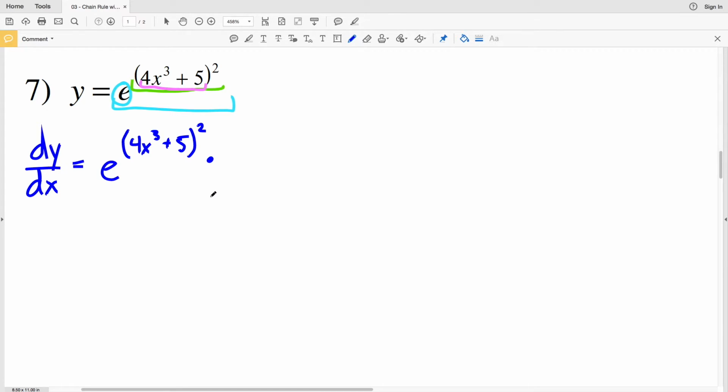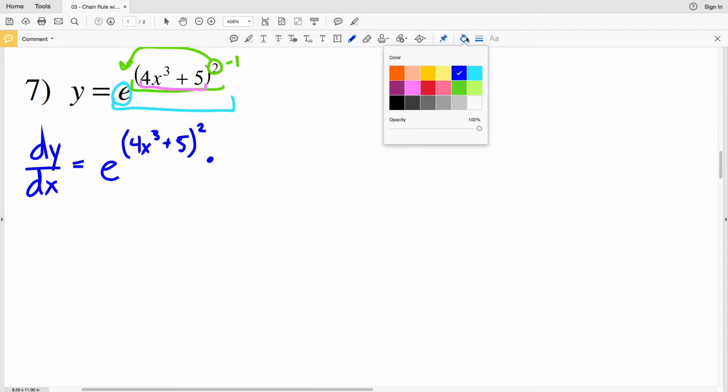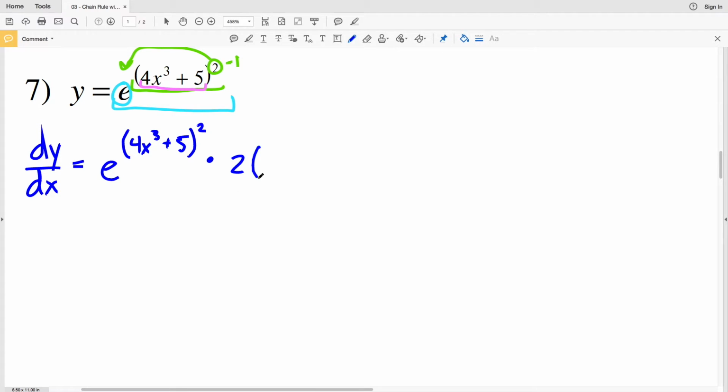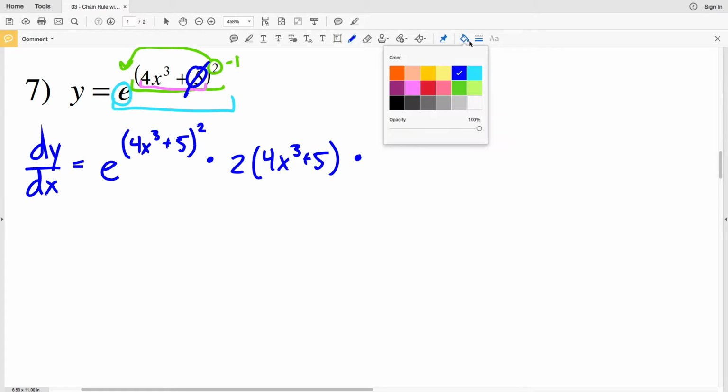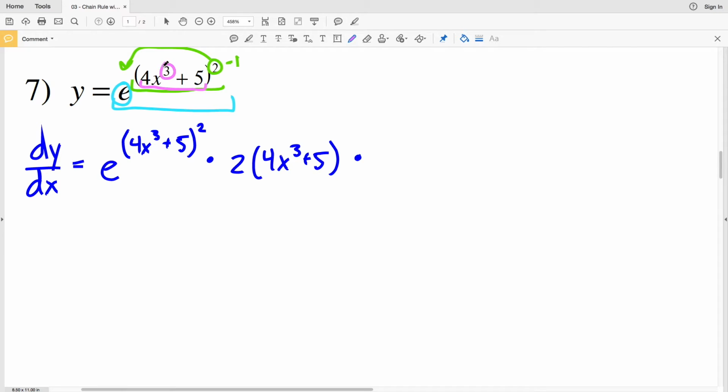Then that will get multiplied by the derivative of 4x cubed plus 5 squared. So this 2 gets brought down in front, and then that value of the exponent decreases by 1. So it will be 2 times 4x cubed plus 5 to the first. And then lastly, I'll multiply by the derivative of that innermost function, the derivative of 4x cubed plus 5. This 5 is a constant, so the derivative is 0. Therefore, the derivative of 4x cubed is 3 times 4, which is 12. So that's 12 times x to the 3 minus 1, or x squared.